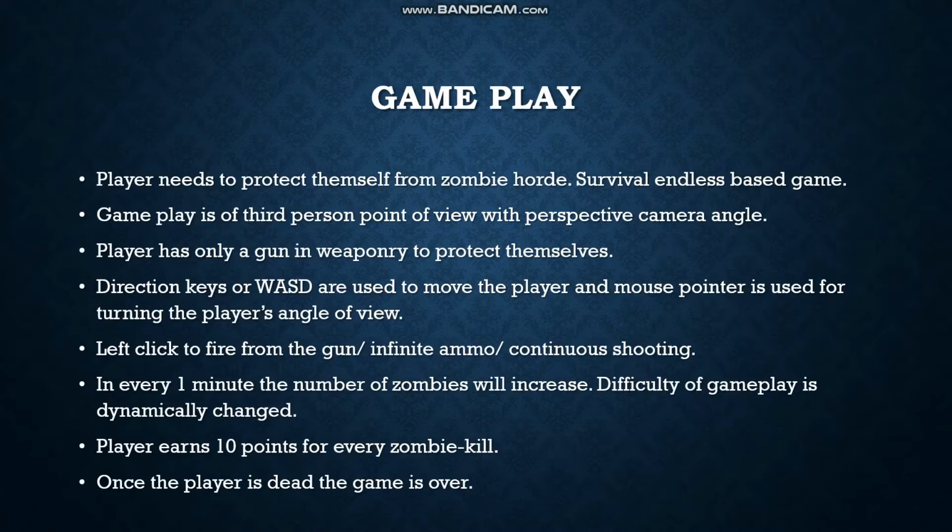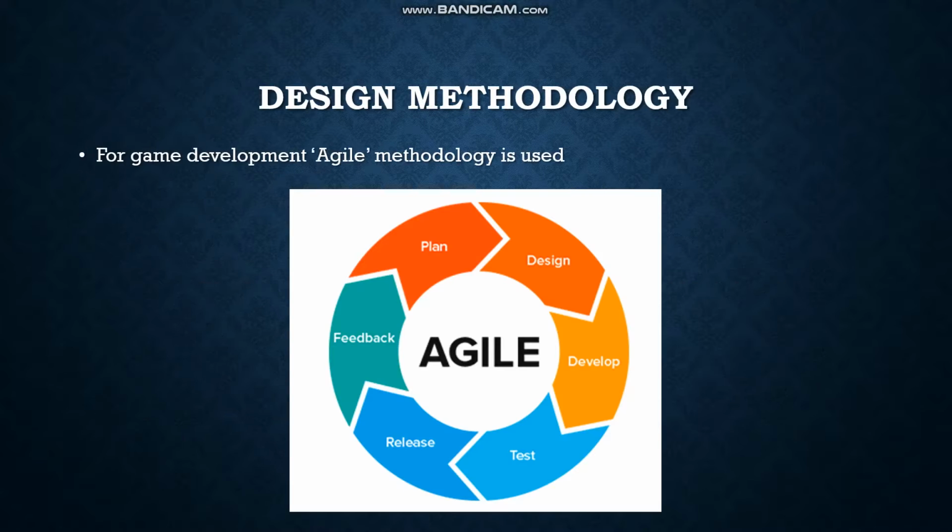In every 1 minute, the number of zombies will increase. This will dynamically change the difficulty of the gameplay. Player will earn 10 points after every zombie kill. Once the player is dead, the game is over.